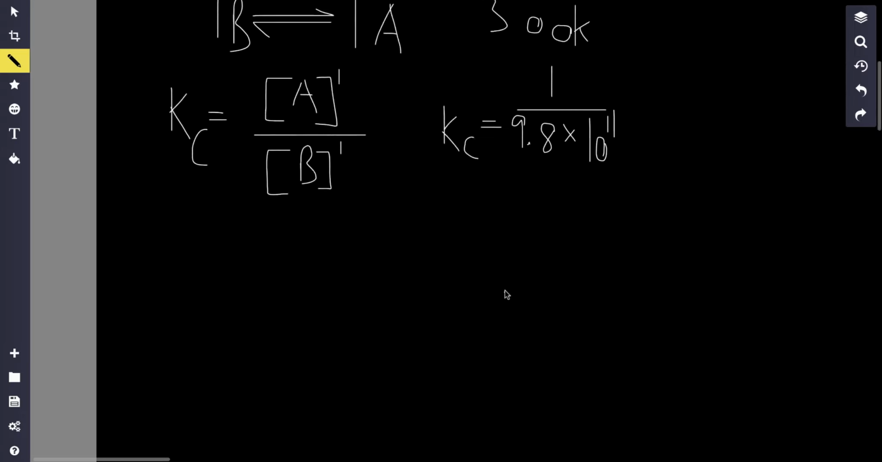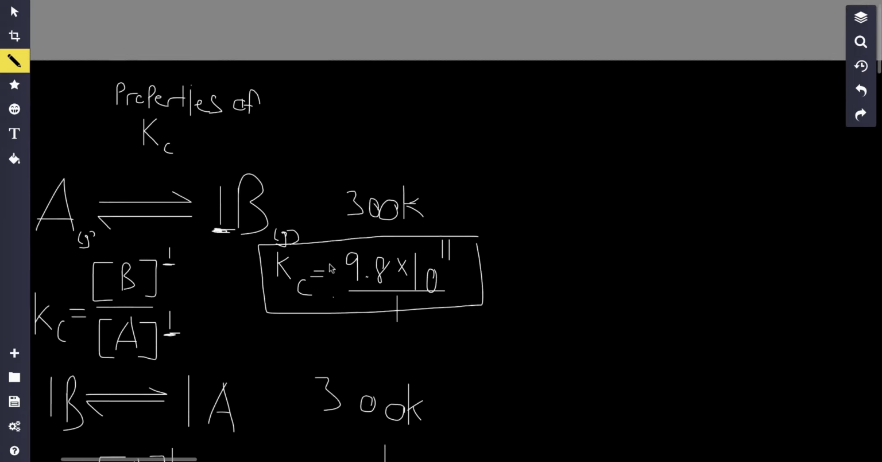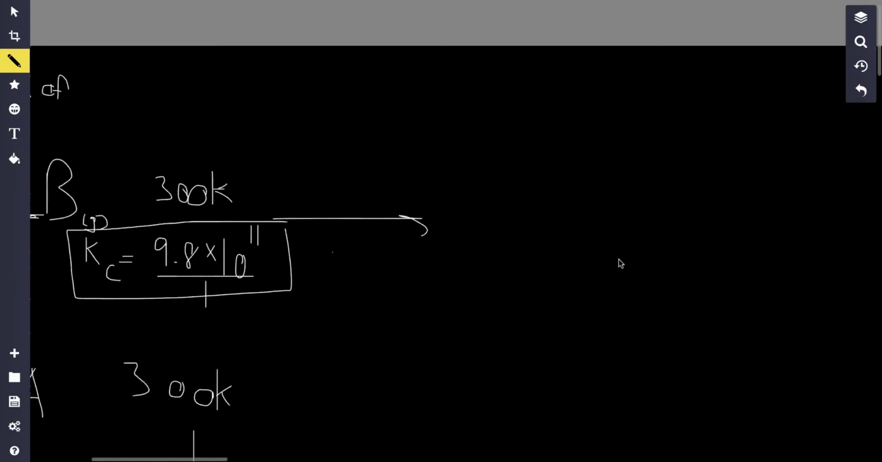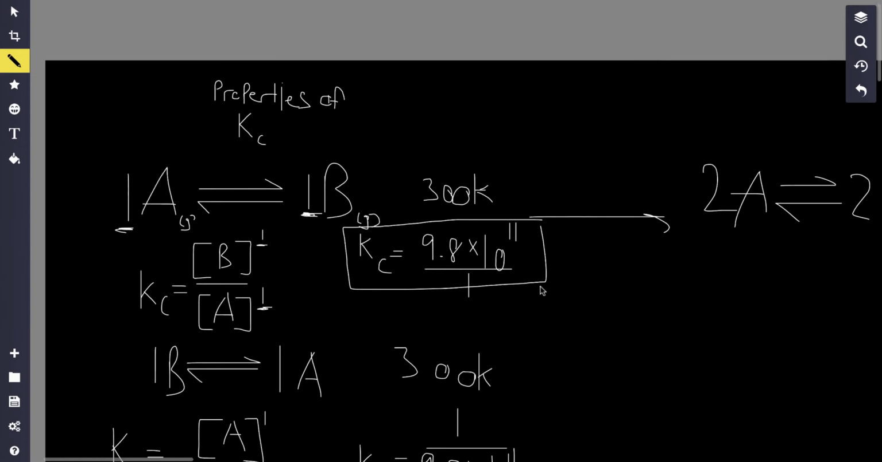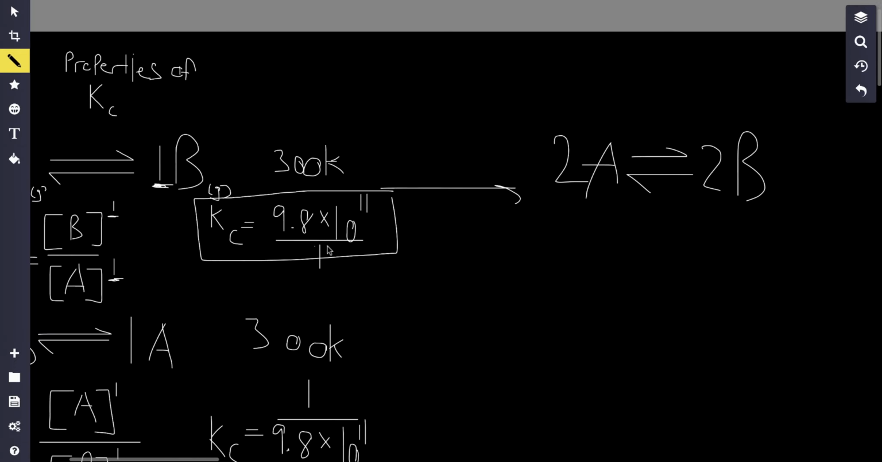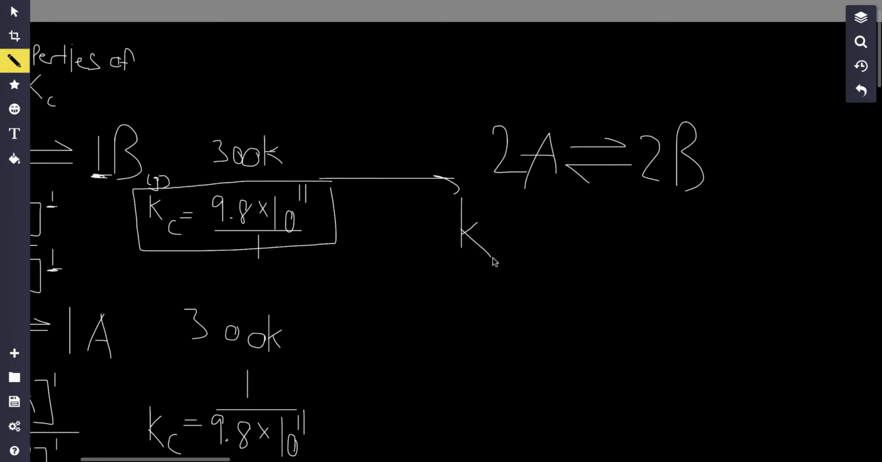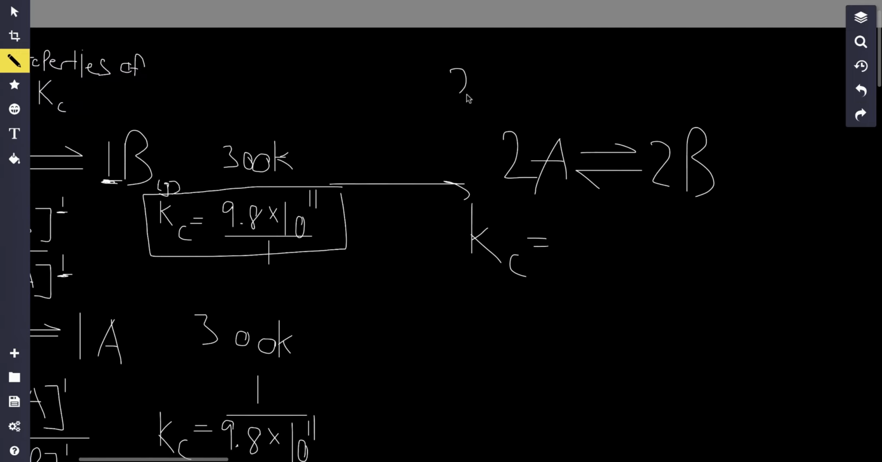Now, let's expand on this. Let's say we have a reaction where 2 moles of A is at equilibrium with 2 moles of B. Using this previous equilibrium constant value, try to find the value for the equilibrium constant for this equation right over here at 300 degrees Kelvin.